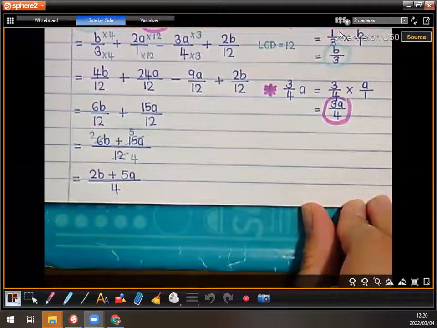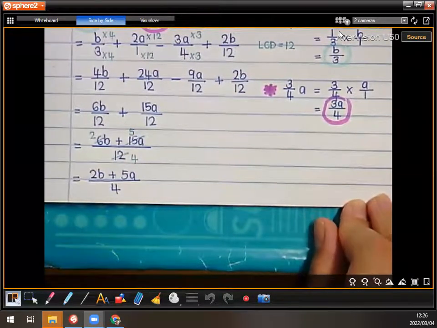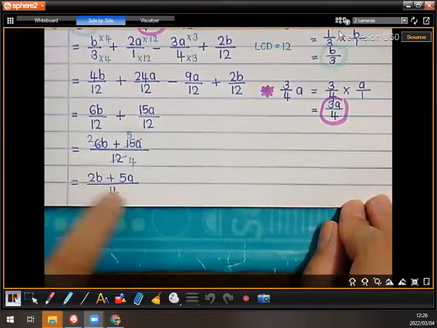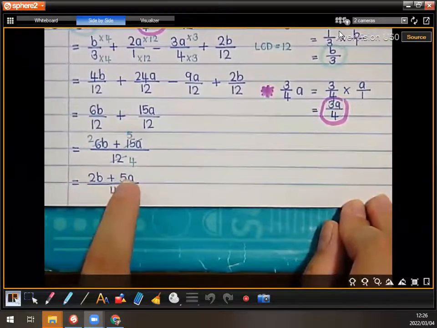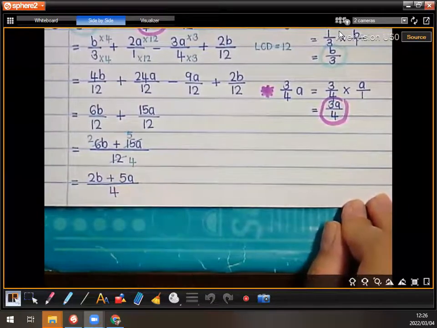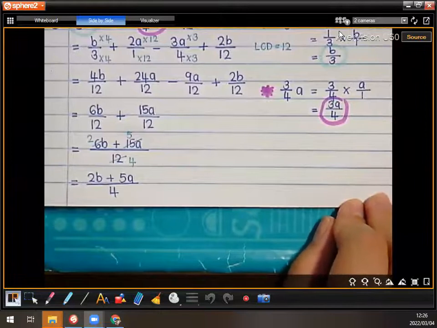Now that's fully simplified. Okay, guys, do you notice this is what I'm talking about? With the 2 and the 4, those have a common factor, but does 5 have that same common factor? No, so I can't simplify. When you are simplifying like this, you have to simplify every single term.